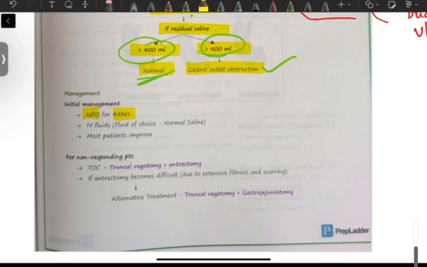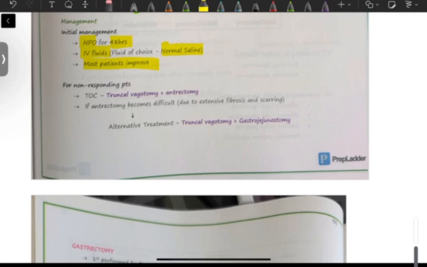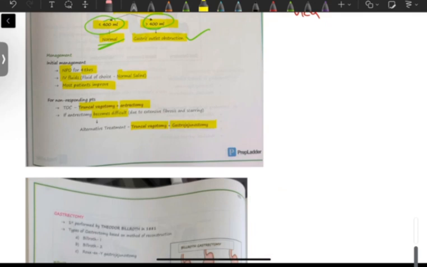Okay, so what does he need? He needs food, nutrition, energy. For that we will give IV fluids through normal saline. And most patients will usually improve just by keeping the patient NPO and just by giving IV fluids. If the patient is not responding to this, we'll go for truncal vagotomy and antrectomy. If antrectomy becomes difficult, then we'll go for the alternative treatment, that is truncal vagotomy and gastrojejunostomy, joining the stomach and jejunum.